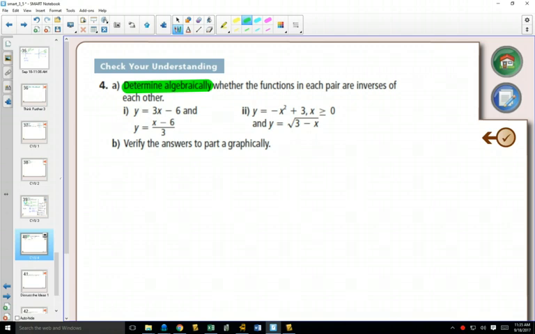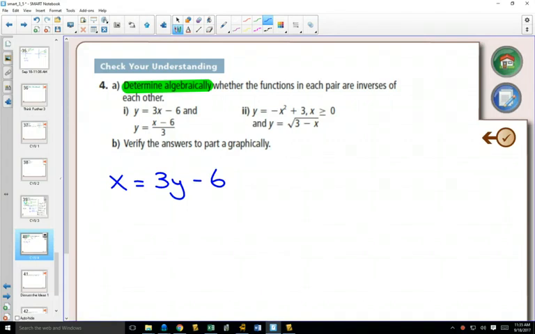So they want to find out whether in part I, y equals 3x minus 6 and y equals (x minus 6) all over 3, are those inverses? So if I wanted to check that algebraically, I could take that first equation, y equals 3x minus 6, and I could find the inverse algebraically by switching x and y. So x equals 3y minus 6.